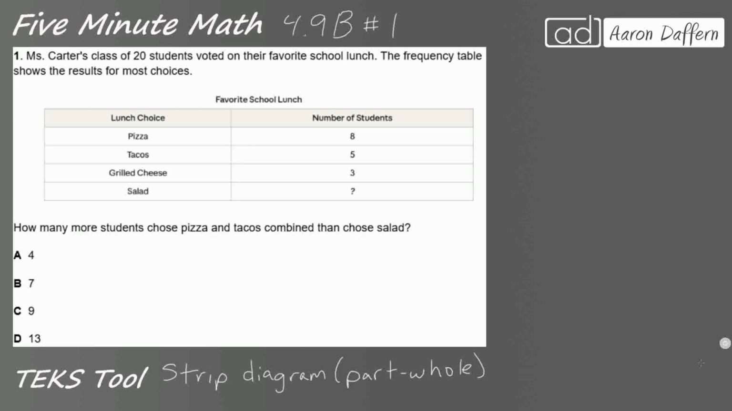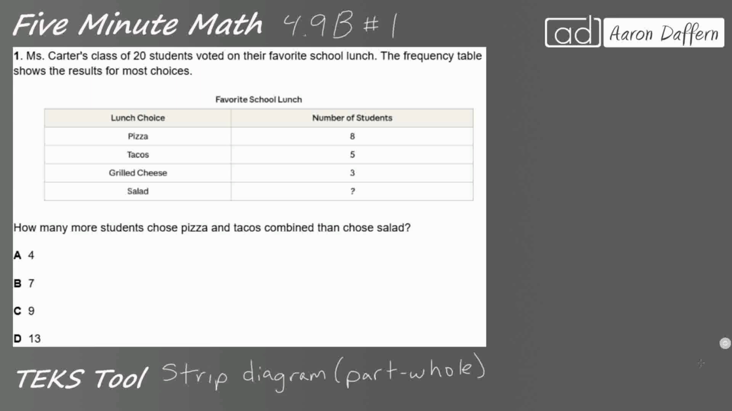Today we are looking at the TEKS tool strip diagram. We are working with part-whole relationships with a problem related to TEKS 4.9b, and we will solve it in 5 minutes or less. If you haven't done so already, please go ahead and take a moment to pause the video, work this problem out on your own, unpause it, and we will look at our answers together.